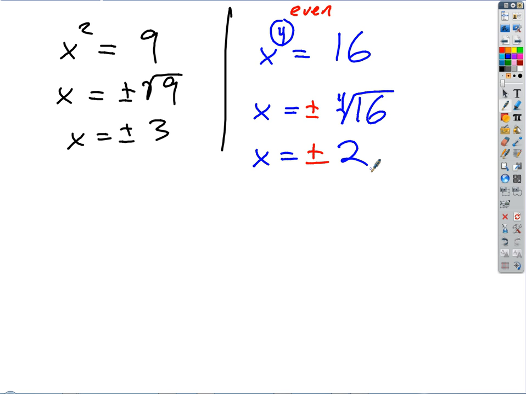So for evens, you get the plus or minus. For odds, you don't. But for odds, you can also take odd roots of negatives. You just can't for evens, right? If we had something like, let's say, x to the 10th equals negative 931, do we have to do anything? No, because we would be taking an even root of a negative number, and we're not going to get any real answers. We're done. We know there are no real answers to that one.